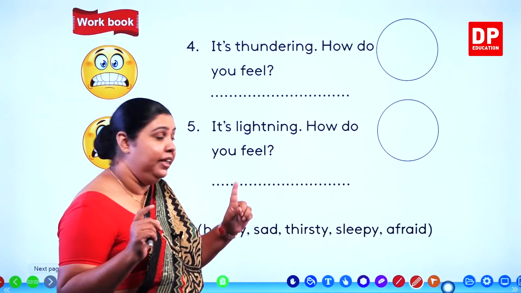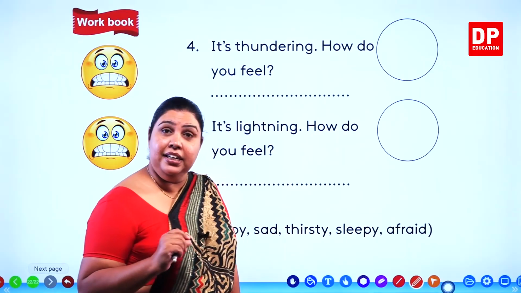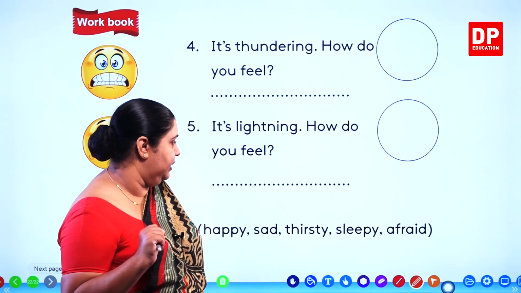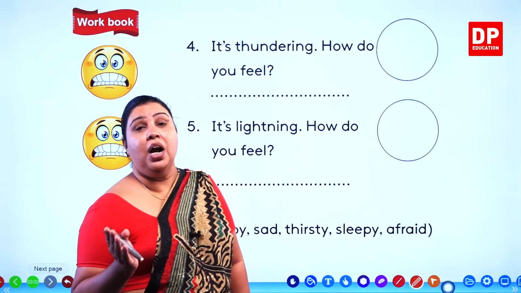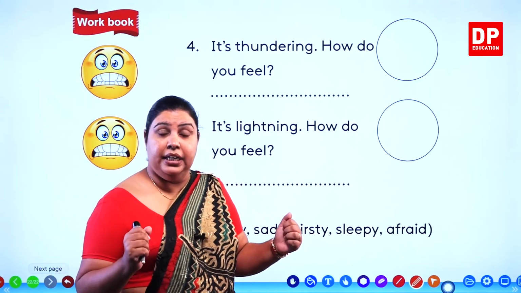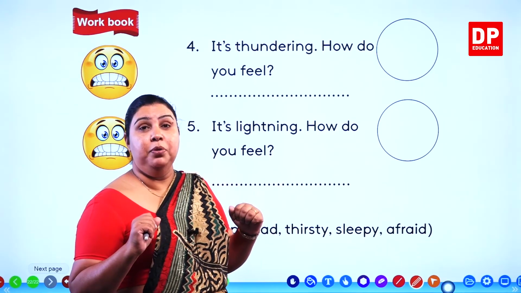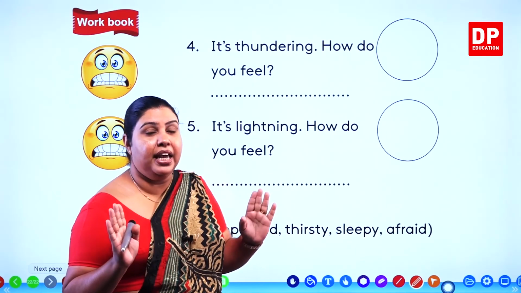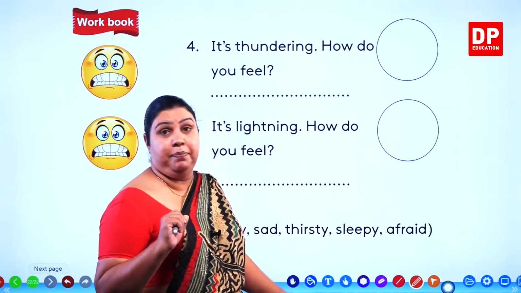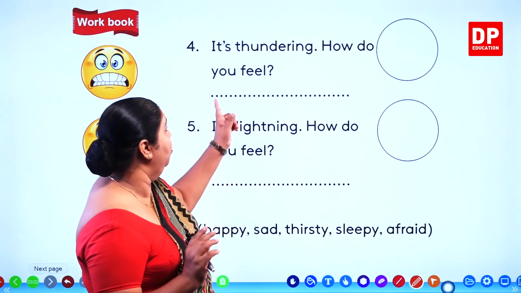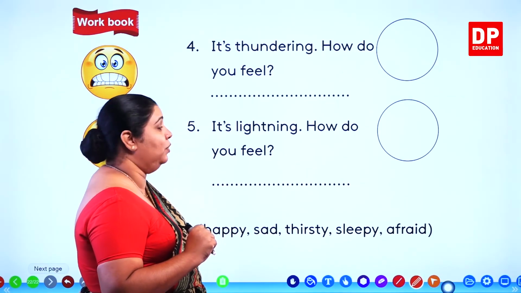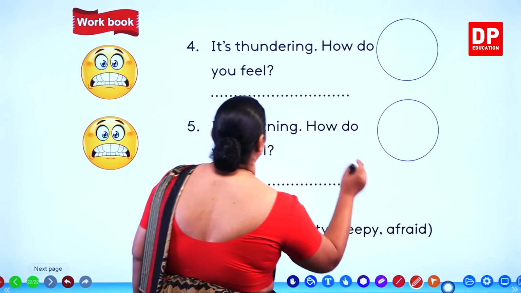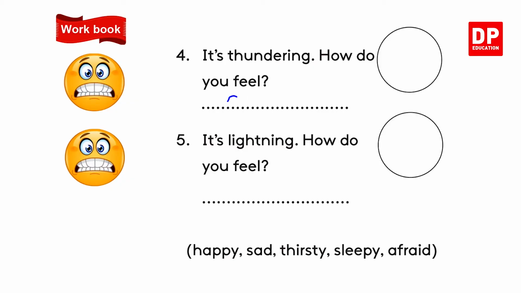When it is thundering, can you say, I feel thirsty? No, you can't. When it's thundering, can you say, I'm sleepy? No, you can't, because when it is thundering, can you sleep, children? You can't. So you can't say I'm sleepy. When it's thundering, how do you feel? I feel afraid. Don't many of my girls and boys feel scared? So you have to write afraid. That is the word that you have to write. Afraid.